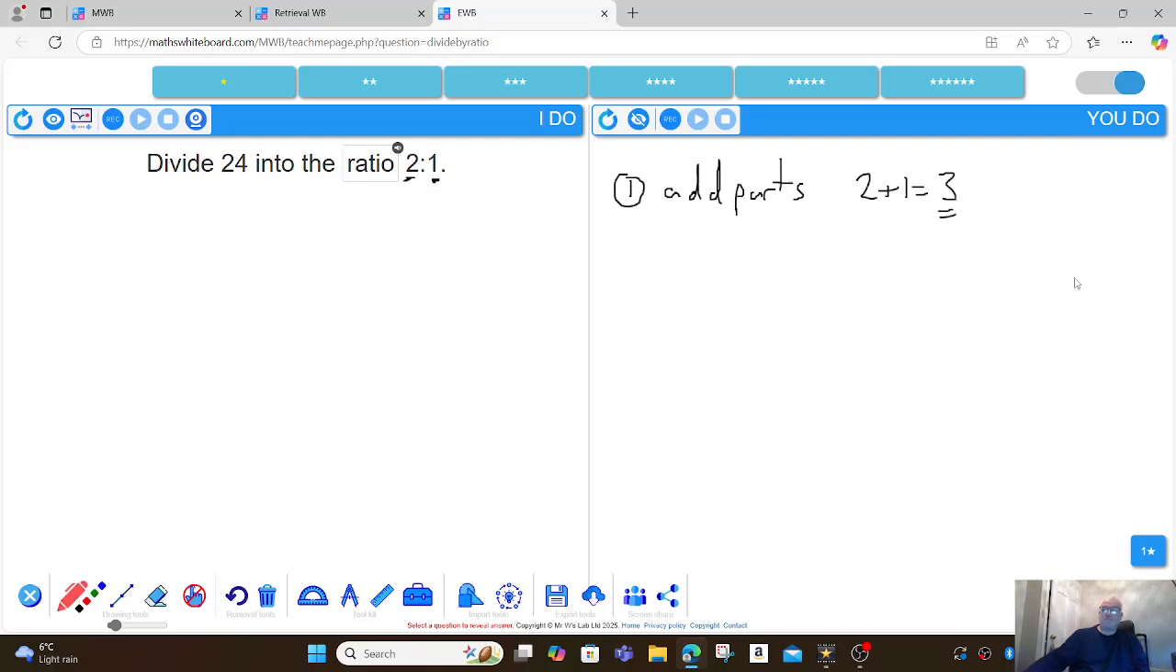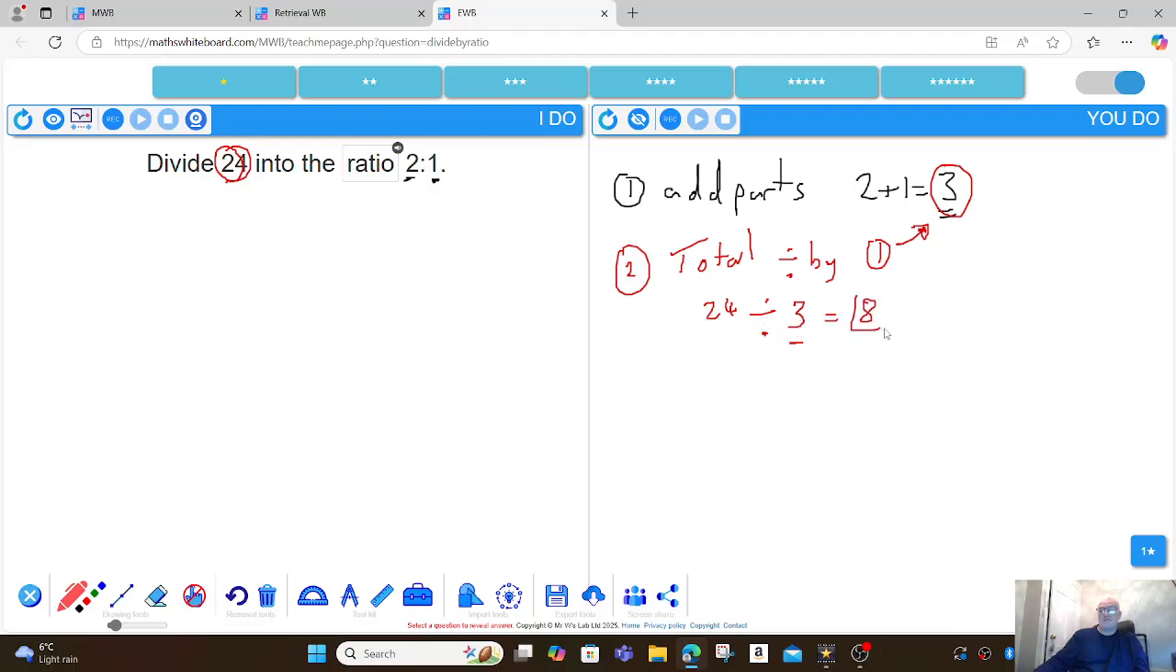Step 2, we're going to take the total, okay, which is 24 in this case, and we're going to divide by the answer to part 1, which was 3. So 24 divided by the total number of parts. So we add the parts, that gives me 3. I'm going to use the answer by saying total divided by the answer to number 1. So 24 divided by 3 is going to give me 8.